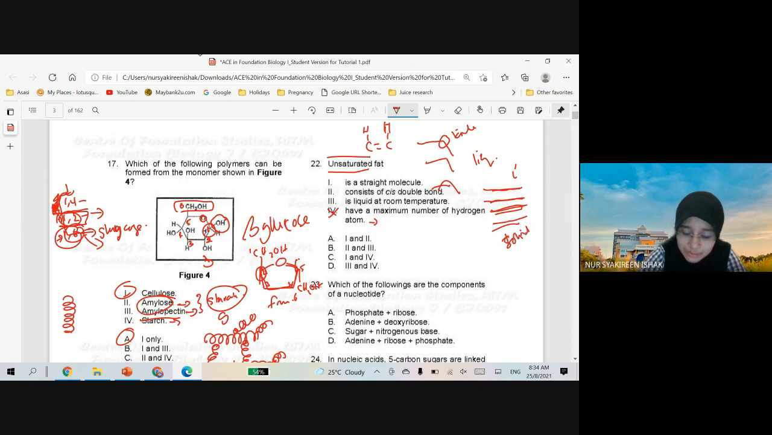So this is for saturated fats. But in this case, it is unsaturated fat. It is liquid at room temperature. So this one is correct. So number 3 is correct.